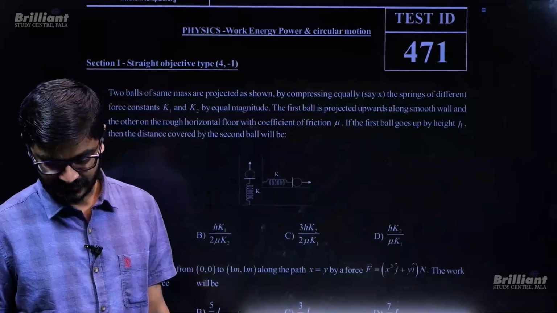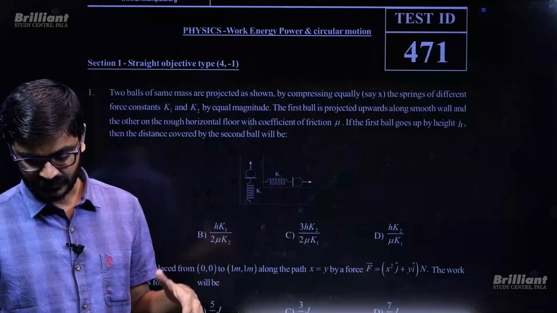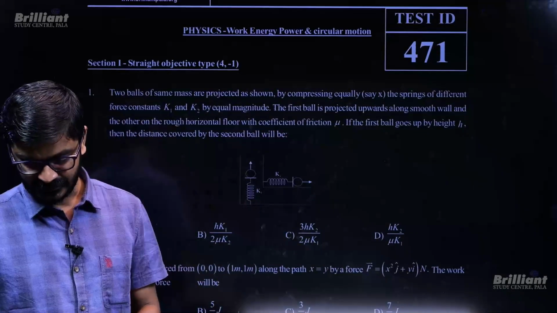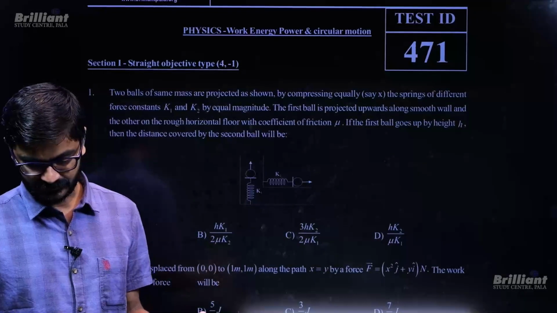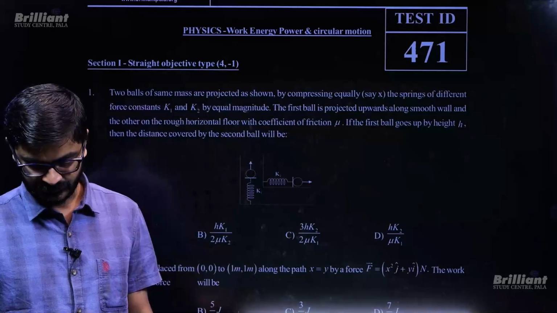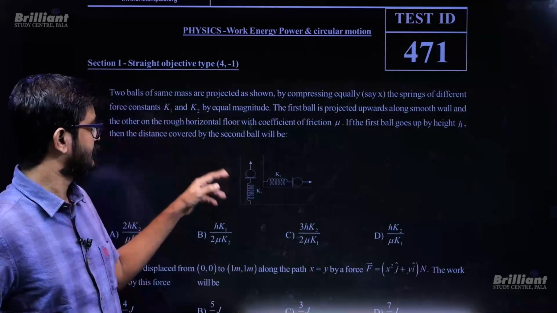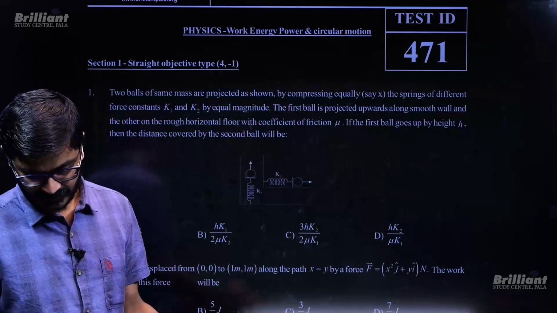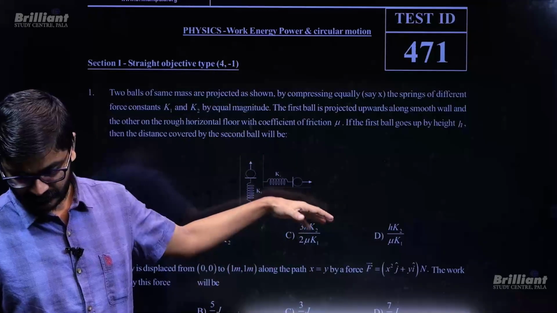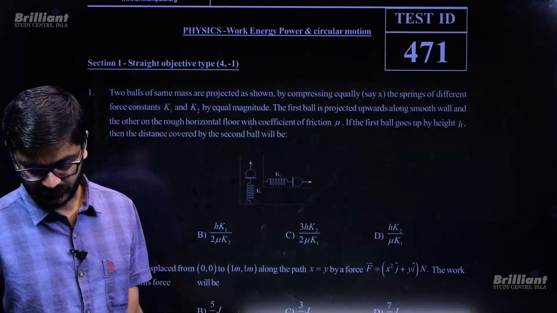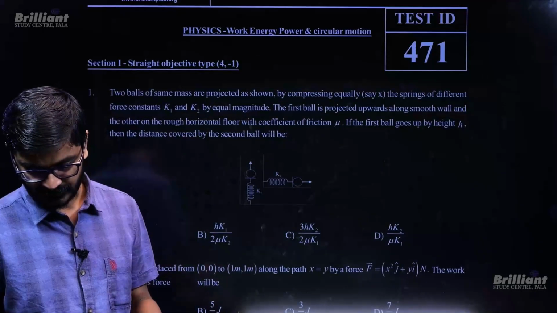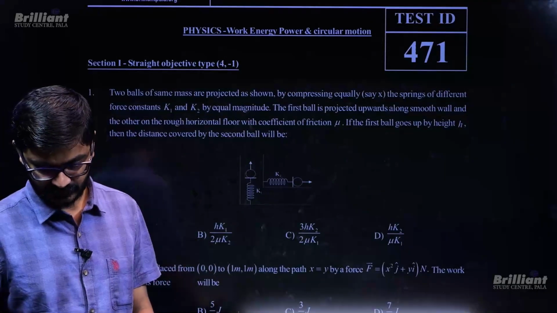The first question says, two balls of same mass are projected as shown by compressing equally the springs of different spring constants K1 and K2. The first ball is projected upwards along a smooth wall and the other on a rough horizontal floor with coefficient of friction mu. The first ball goes up by distance h, then the distance covered by the second ball will be?